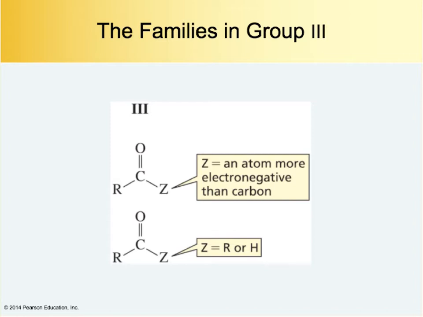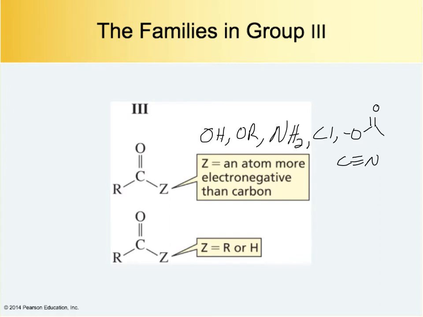Basically, the big difference here is these are carboxylic acid derivatives, where Z is an atom that's more electronegative than carbon. So examples would be oxygen, an OH, an OR, so a carboxylic acid here, an ester here, an amide. An amide would be a possibility. A chloride, an acid chloride. We can even have anhydrides. Nitriles are considered a derivative of carboxylic acids as well.